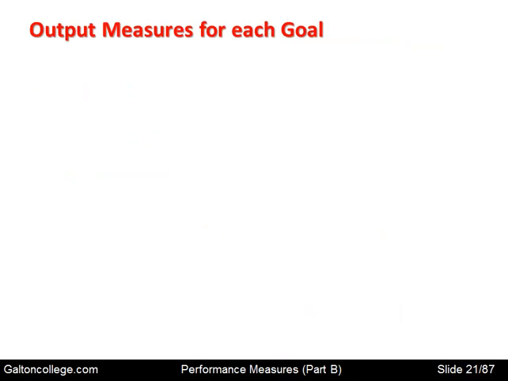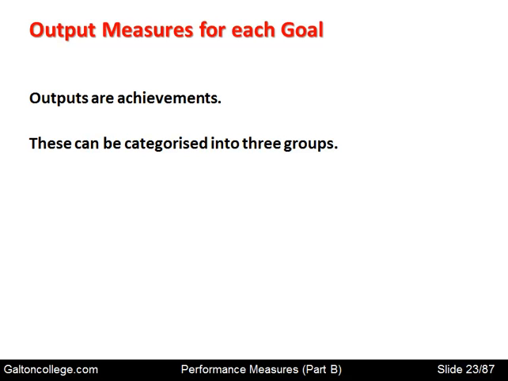Now, output measures for each goal. Well, output is achieved in various ways. So outputs are achievements, and these may be categorized into various groups.